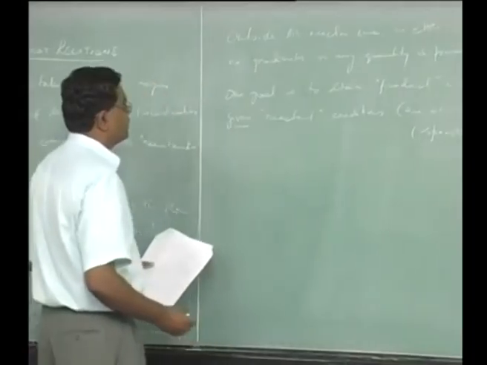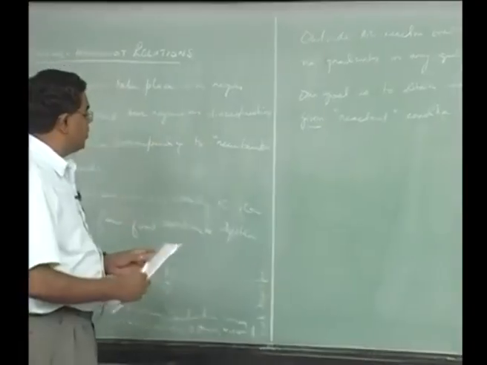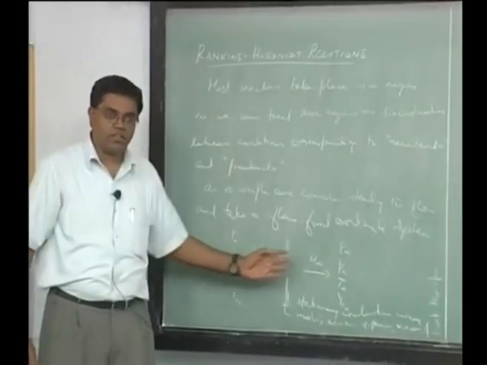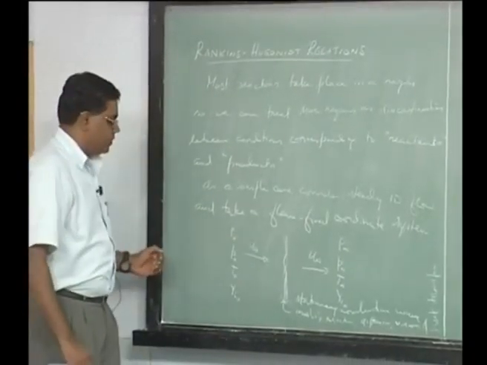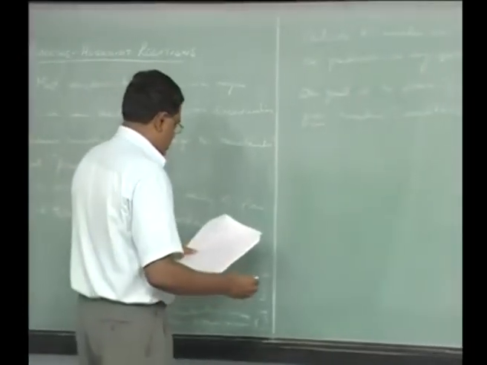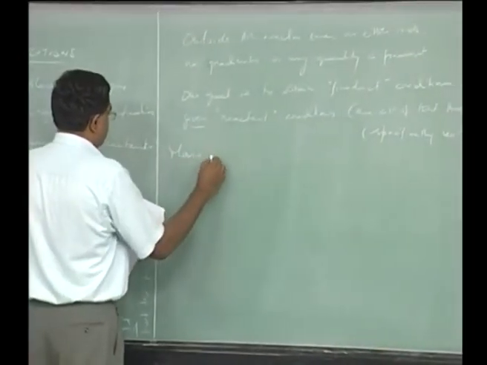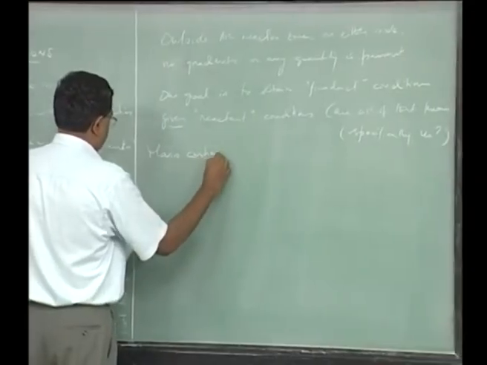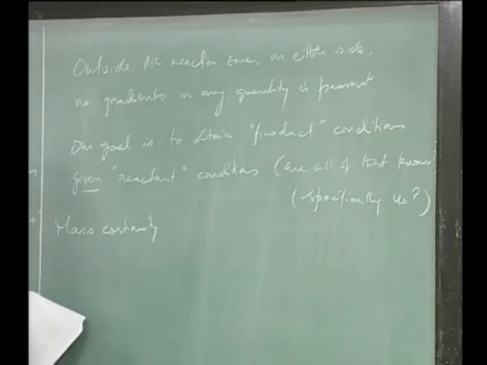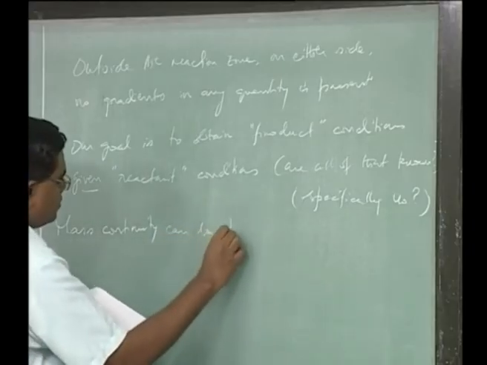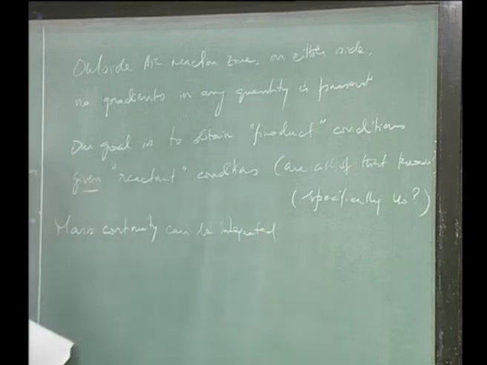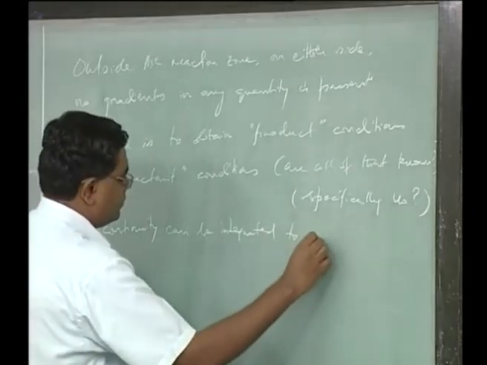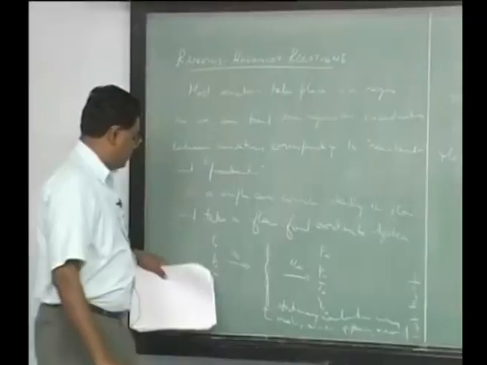So how are you going to obtain these product conditions? Obviously you have these conservation equations that you want to integrate across the shock or the reaction zone. So mass continuity, or mass conservation, can be integrated across this discontinuity. You can integrate this and find that all it matters is that you substitute the end conditions, starting from one side to the other side.